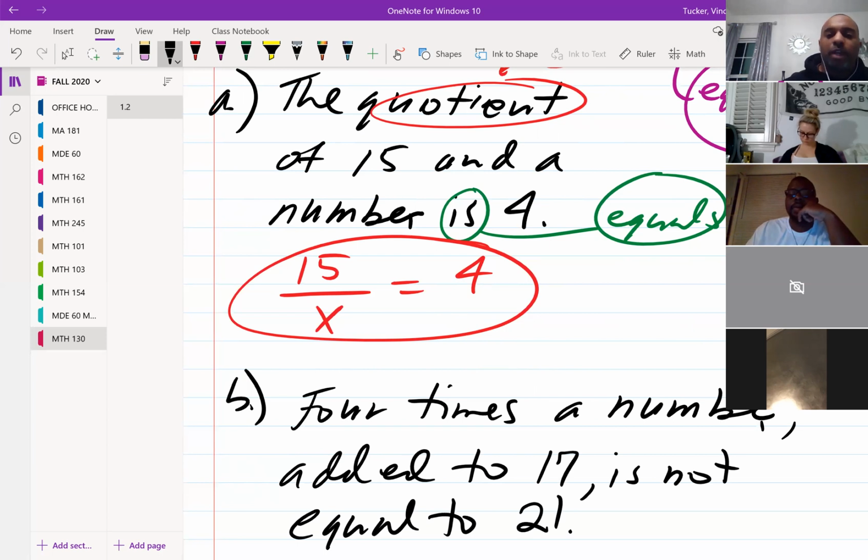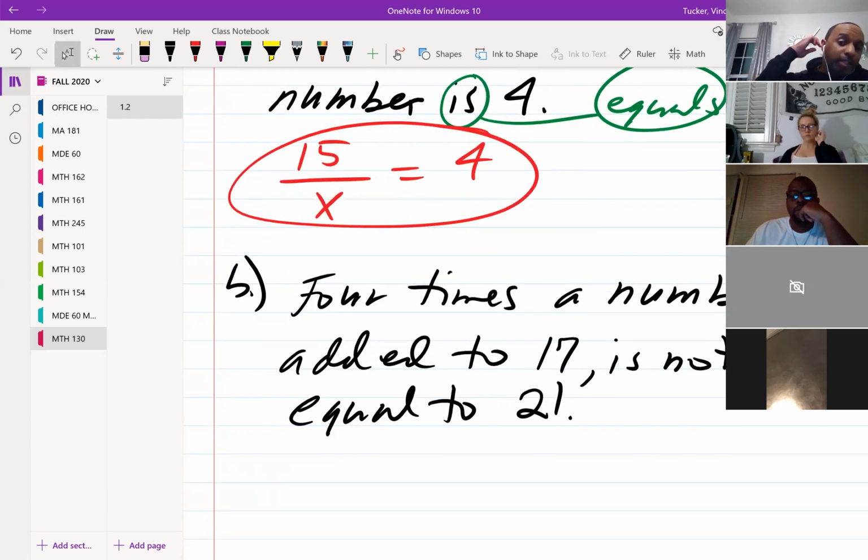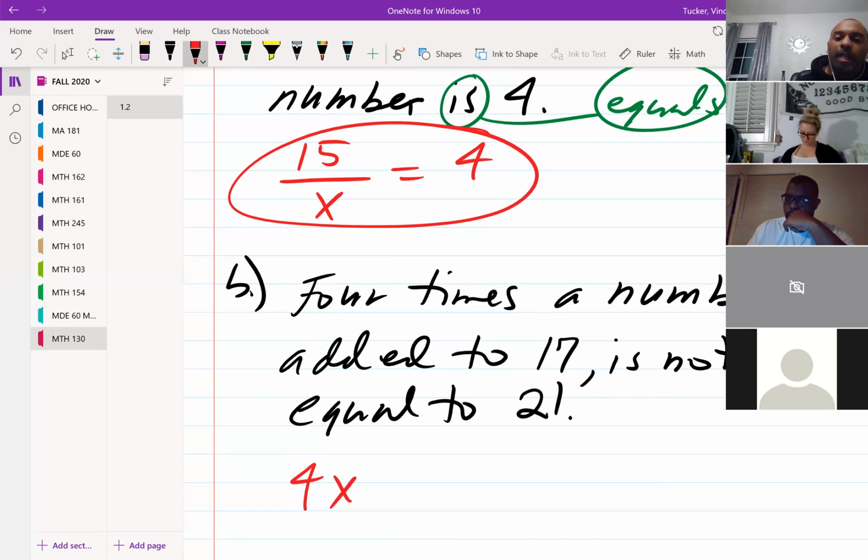All right, last one for tonight. 4 times a number added to 17 is not equal to 21. So 4 times the number is 4x. Added to 17 is plus 17, is not equal to, use your equal sign and put a slash over it, and then it's 21.